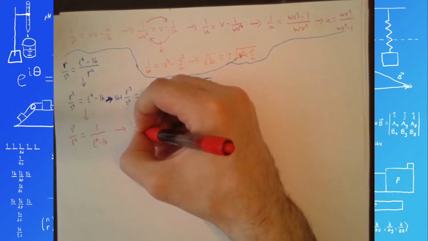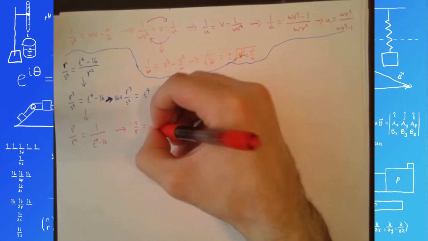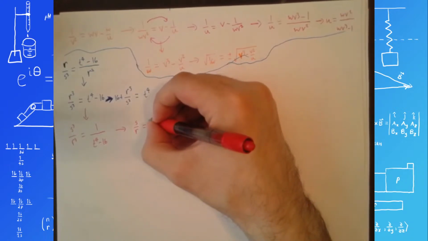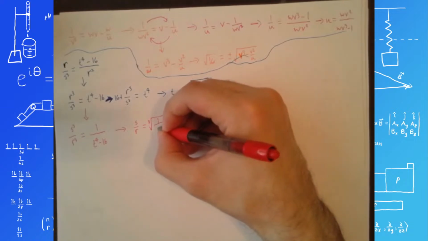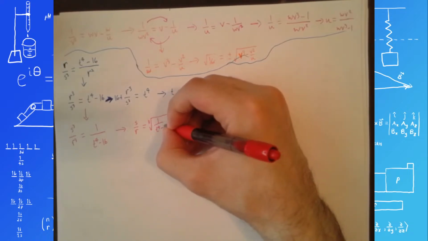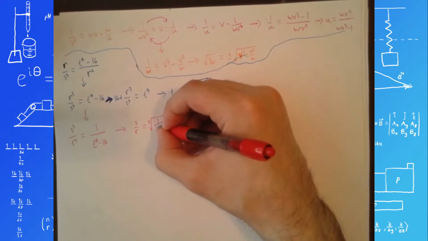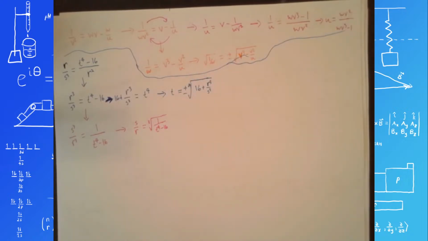So then I get s over r equals the cube root of 1 over t to the fourth minus 16. Yeah, cube roots do not require the plus or minus. The cube root of a negative is always a negative. The cube root of a positive is always a positive. There's no guesswork there. Okay, that one wasn't too bad.